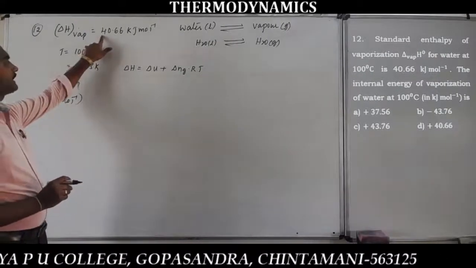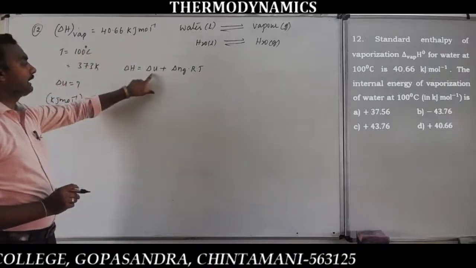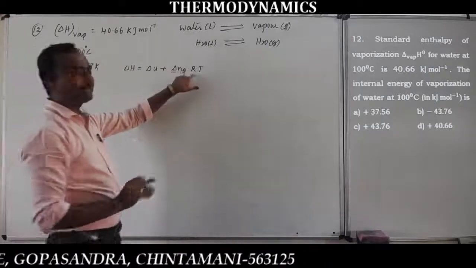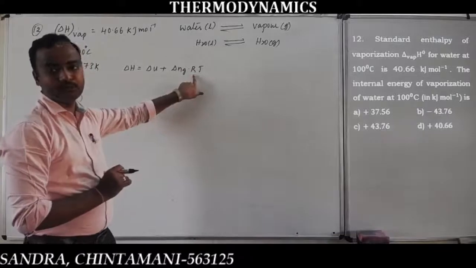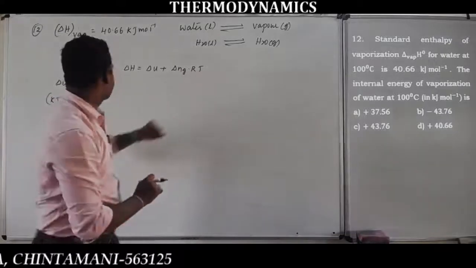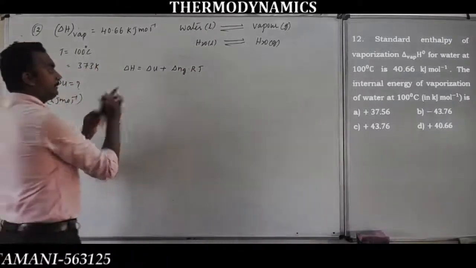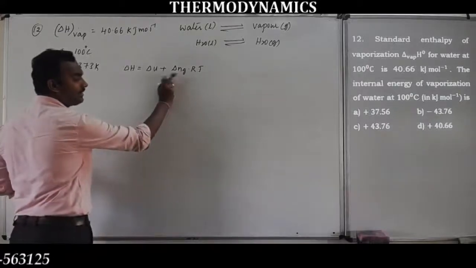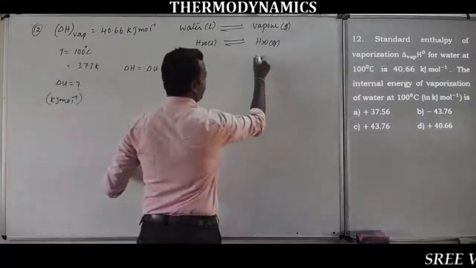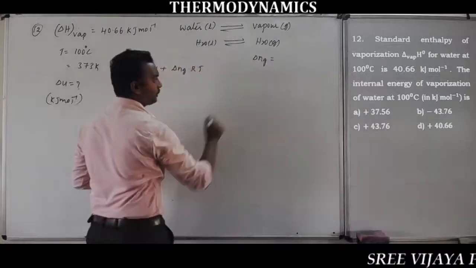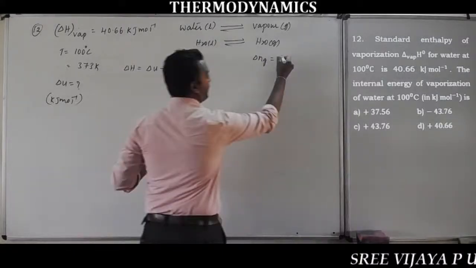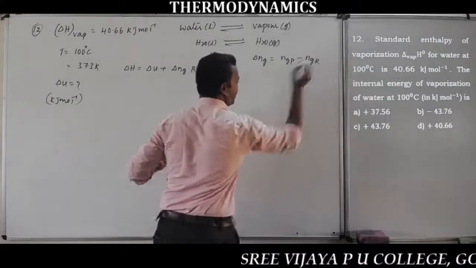Delta H value is given, that is 40.66 kilojoule per mole. Delta U you have to calculate, and R value, that is the gas constant, 8.314 joule per mole per Kelvin, and temperature is given, that is 373 Kelvin. So before that you have to calculate delta Ng. Delta Ng is equal to number of gaseous products minus number of gaseous reactants.